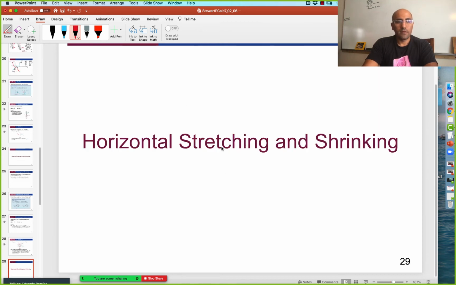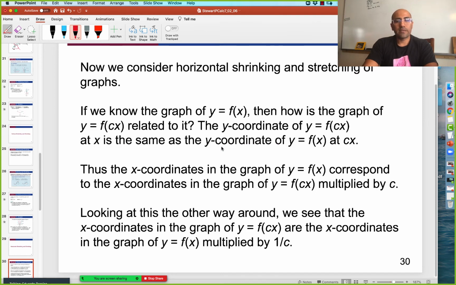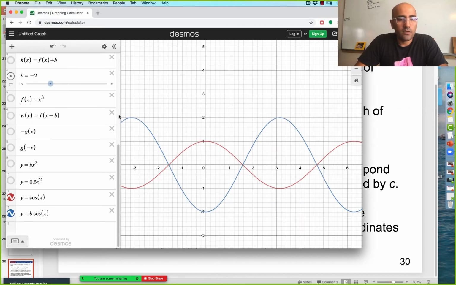Good. Last one, horizontal stretching and shrinking. So now we want to consider what happens when we multiply the function on the inside by a constant. And again, we want to think about what happens when that constant is positive, negative. What if that constant is bigger than 1? What if that constant is a decimal between 0 and 1? We want to consider what happens to those. And again, we're going to use Desmos to consider those. So let's stick to the cosine function.